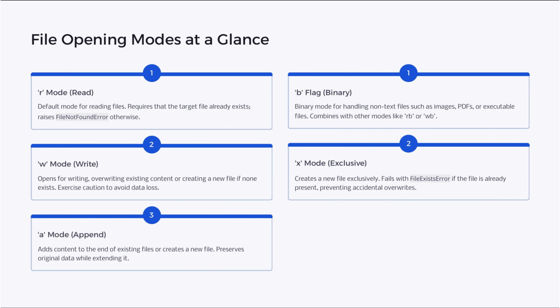R mode is for reading existing files, raising FileNotFoundError if absent. W mode writes, overwriting or creating files, risking data loss. A mode appends, preserving existing data. The b flag handles binary files, used with modes like rb. X mode exclusively creates new files, failing if they exist, preventing overwrites.